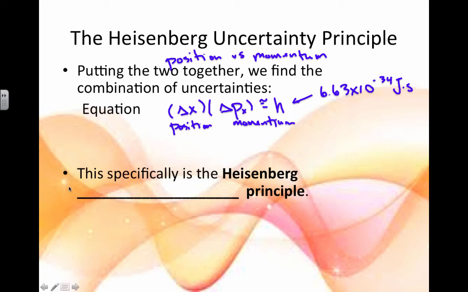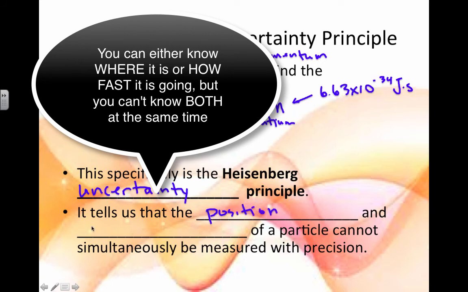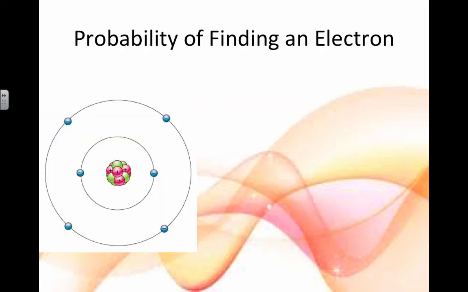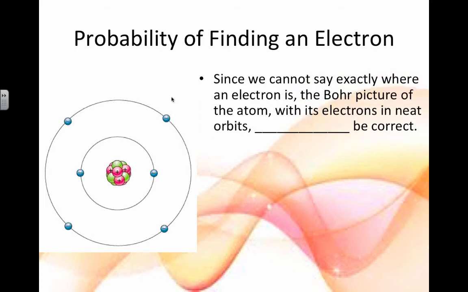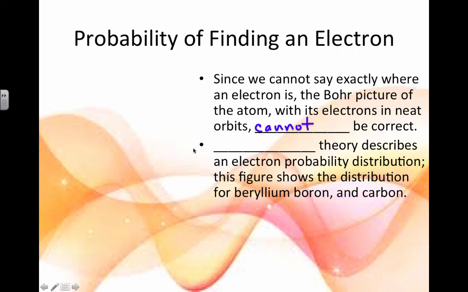Specifically, this is called the Heisenberg uncertainty principle. It tells us that the position and the momentum of a particle cannot both be known at the same time with precision. Now we come back to the probability of finding an electron in any given space. Since we cannot say exactly where the electron is, the Bohr picture of the atom with its electrons in neat orbits in circles around the nucleus cannot be correct, because we can't really say exactly where the electron is. We can only say where it is likely to be.